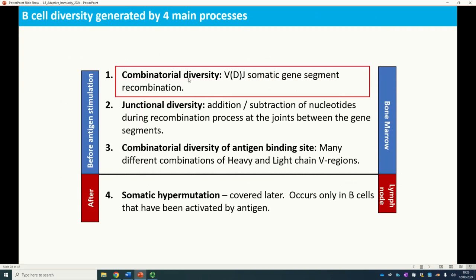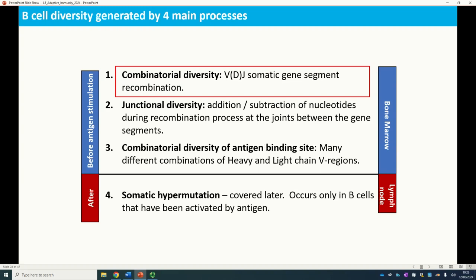So if we look at that in a little bit more detail, you can see that for B cell receptors, which is what we're looking at here, there are several different steps. We have this combinatorial diversity, where we're getting those segments recombined. We're getting junctional diversity, where nucleotides are being added and subtracted at the junctions where we're putting these segments together. We're then getting combinatorial diversity of the antigen binding site, so we're putting together different combinations of heavy and light chains.